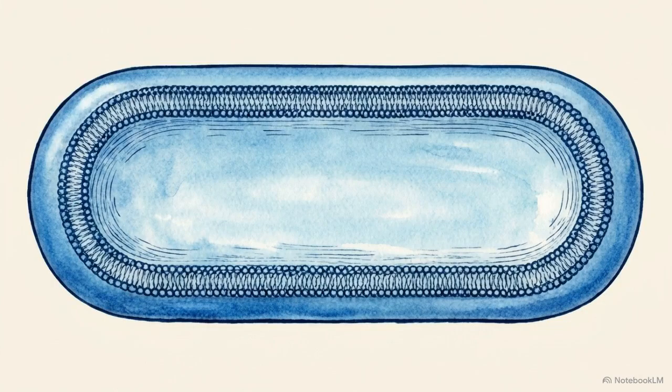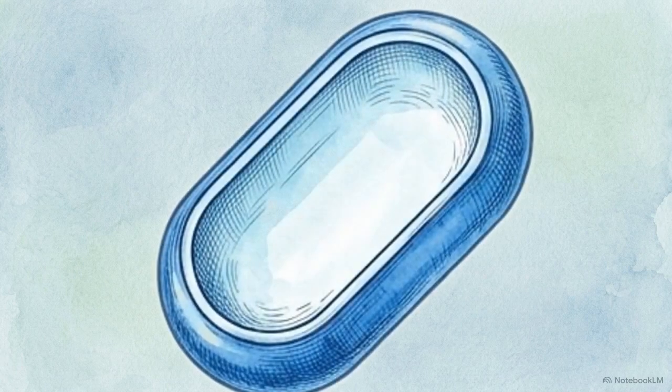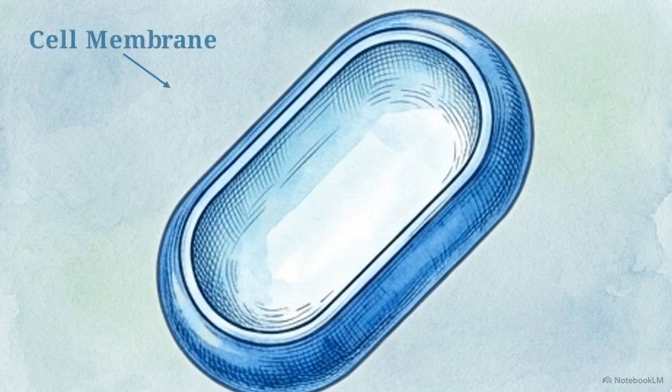We can construct the prokaryotic model from first principles, starting with an empty cytoplasmic void. All cellular life requires a boundary. Here, it is the cell membrane. This membrane mediates the transfer of materials into and out of the cell.